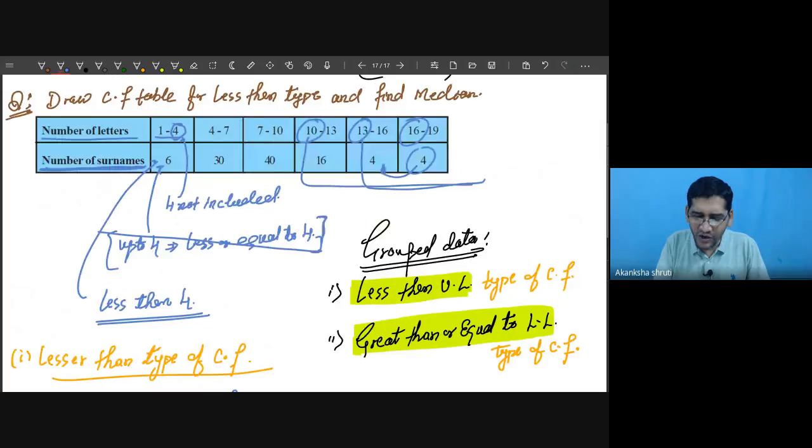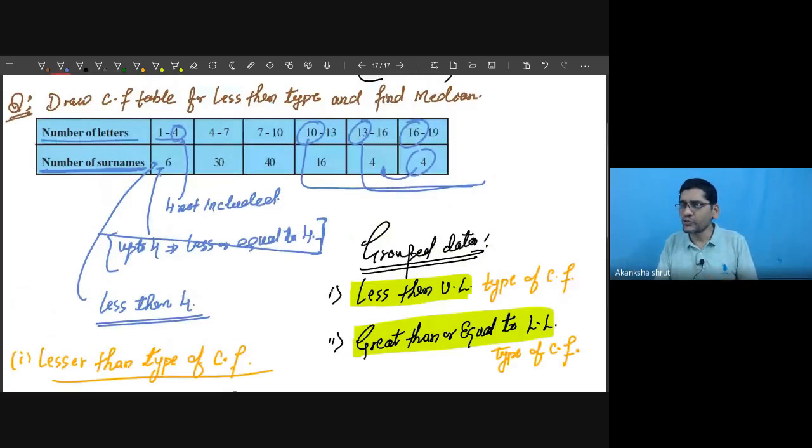This is already in order, in group form, in ascending order, so no need to worry at all. Here we are interested in considering the upper limit. Upper limit means less than upper limit, because the frequency 6 we are considering is excluding this 4. That's why the upper limit is not included. This 6 is including the lower limit 1.